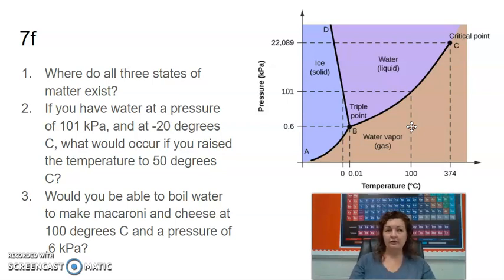And I know you're thinking, well, 100 degrees, that's really hot. I should be able to boil some water, right? But you would have to be at a different pressure. I would have to cross over this line, this phase change line, in order to boil some macaroni. So at that temperature and pressure, I would not be able to.